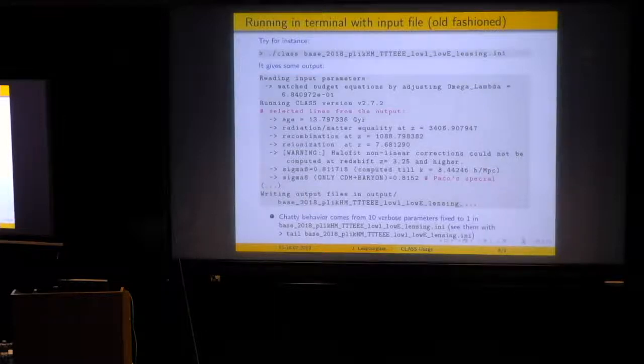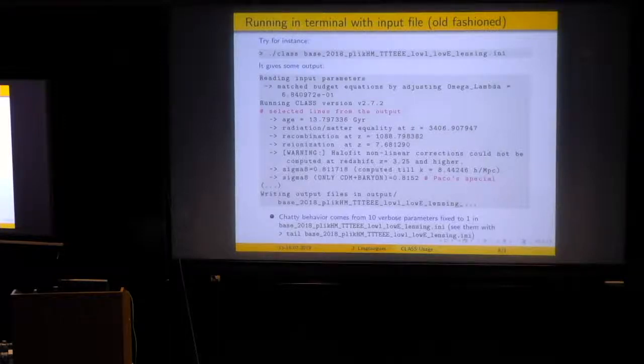Why do we have all this chatty behavior? Maybe we don't want this chatty behavior because maybe we want to run class in a big loop and we don't want our output to be polluted with hundreds of lines. So there are verbose parameters in class, and there is one per module. You can choose them independently. And in this file, the verbose parameter of all modules were fixed to 1, which means give only the most useful information. You could have fixed it to 0, you would get no output, or 2, 3, 4 to get more and more information useful for debugging.